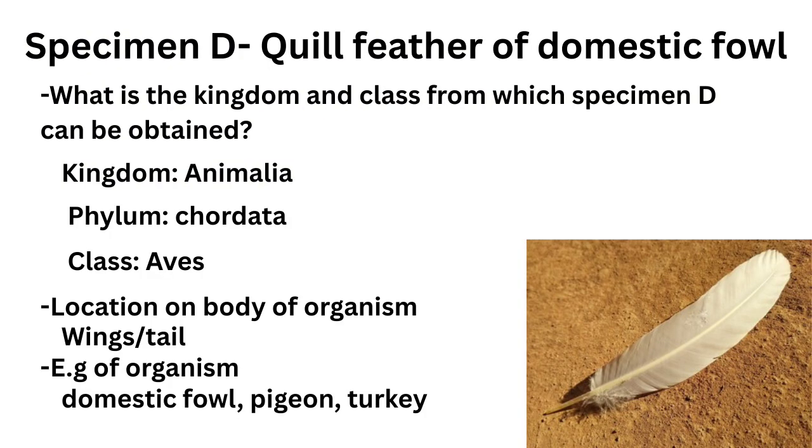Specimen D is quill feather of domestic fowl. Now, what are the questions that can arise from this specimen? What is the kingdom and class from which specimen D can be obtained? It is under kingdom Animalia, phylum Chordata, class Aves. And what's the location on the body of the organism? It's located around the wing region or the tail region. Examples of organisms this specimen is associated with are domestic fowl, pigeon, turkey, and the rest.